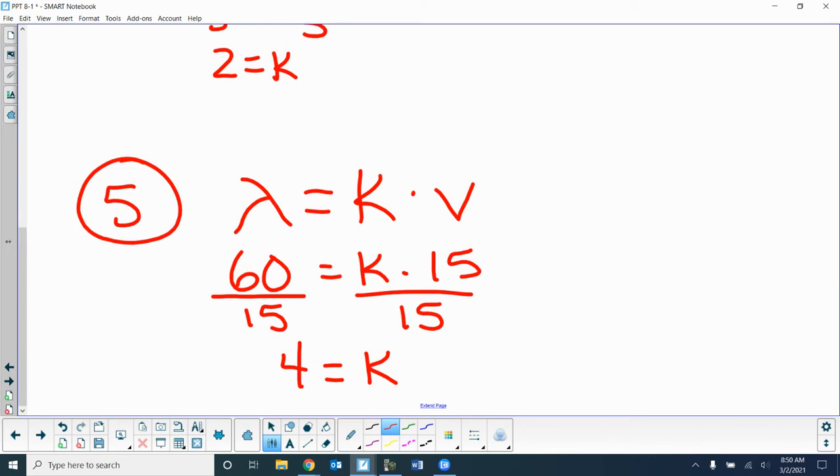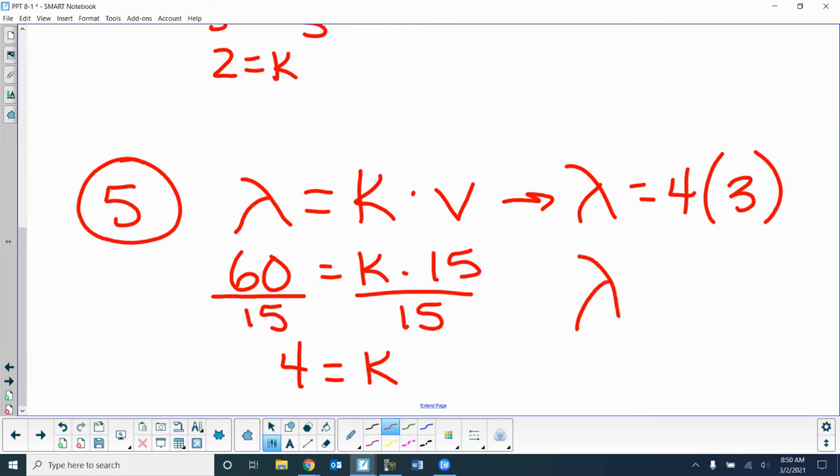So k is 4 in that situation. That's the constant of variation. Find the wavelength when the velocity is 3 feet. All right? So part 2, k is 4, and v, velocity, was 3. What's 4 times 3? 12. So that's the answer. There's 2 parts. Find the constant of variation first, 4, and then find the answer to the problem. 12-foot wavelength.